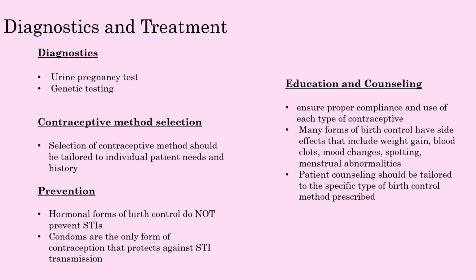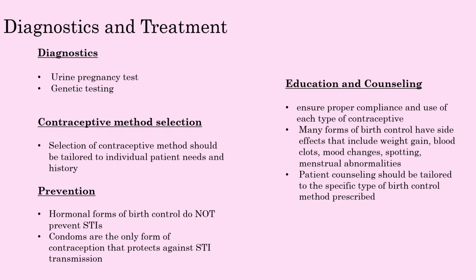For education and counseling, some of these methods, like many medications, need to be administered and taken in a specific way to work optimally. For example, most hormonal birth controls should be taken at the same time every day to prevent breakthrough ovulation. For the patch, you should apply it to dry skin, change it weekly on weeks 1 to 3, and then leave the patch off on week 4.